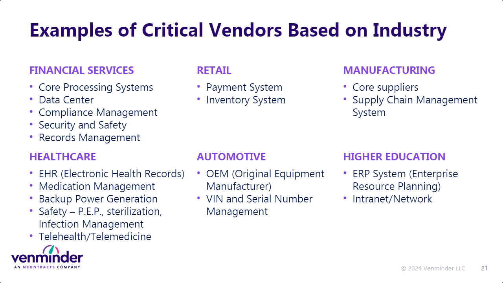or at all. In recent years, there's actually been incidents where a third-party data breach impacted the healthcare industry and caused patients to be directed to other hospitals, or they weren't able to receive the care they needed. So obviously, those third parties would be considered critical. In retail, you have things like payment and inventory systems. For manufacturing, critical vendors would be core suppliers. And in higher ed, those ERP systems and intranet systems are generally critical.